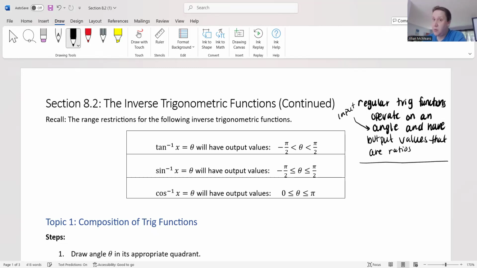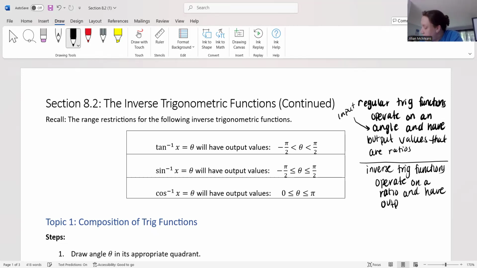Now, on the flip side of that, when we're dealing with the inverse trig functions, the inverse trig functions operate on a ratio and have output values that are angles. Okay, so in the situation of an inverse trig function, your input is a ratio and the output is an angle.